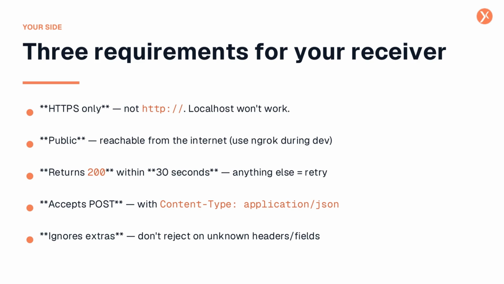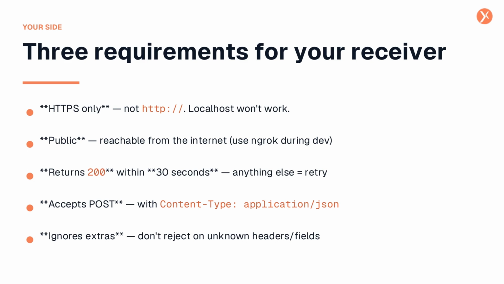For your receiver to successfully process Outgoing webhooks, it must meet 5 key requirements. First, it must use HTTPS. Expedify will not send data over HTTP. Second, your URL needs to be publicly accessible from the internet, meaning localhost or VPN-only addresses are not supported. Third, your receiver must return a 200 OK status within 30 seconds. Any other response or a timeout will be treated as a failure and trigger a retry. Fourth, it must accept POST requests with a JSON body. Finally, your receiver should be designed to ignore any extra or unknown headers and fields, as Expedify may add metadata over time.